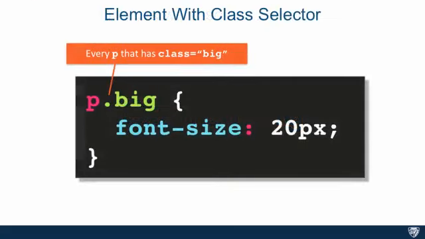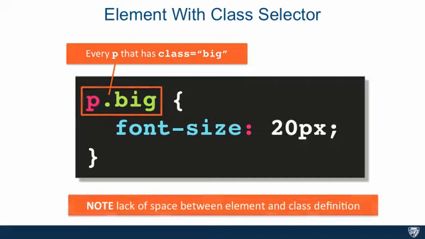As you can see here, we have a p element followed immediately without any spaces by .big, which is a class selector. What this expresses is that I want to target every p element that has an attribute class equal to big. Note the lack of space between the element and the class definition. If you do put a space, it will mean a completely different combination, so make sure that if you want an element that has a class assigned to a particular value, there are no spaces between the first selector and the second selector, in this case between the p element selector and the .big class selector.